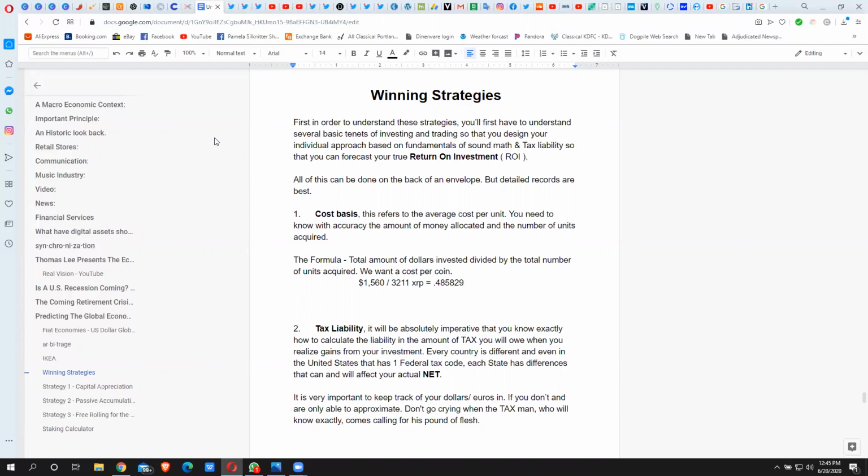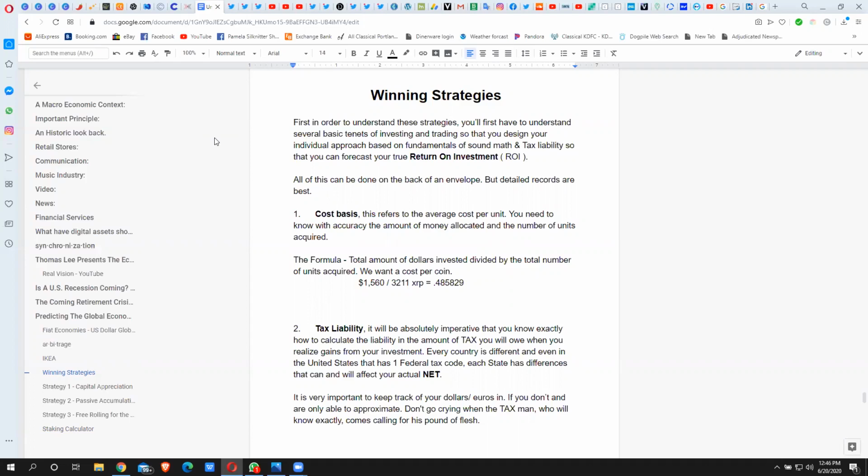All of this can be done on the back of an envelope, but I strongly suggest you keep detailed records because they are best. Number one, cost basis. This refers to the average cost per unit. You need to know with accuracy the amount of money allocated and the number of units acquired. Here's a formula: total amount of dollars invested divided by the total number of units acquired. We want a cost per coin.